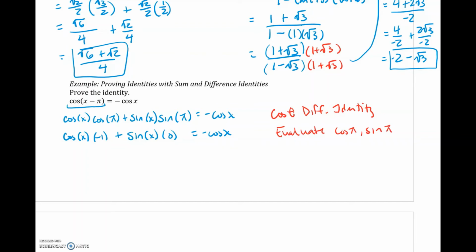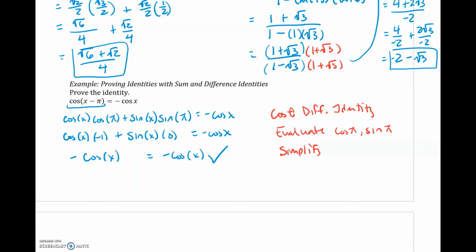So let's go ahead and now simplify. So cosine x times negative 1 is the same thing as negative cosine x. And then sine of x times 0 is 0. So what do you know? It checks out. So we just simplify to get to that final answer, right? So both sides have to match. So that's proving the identity, okay?